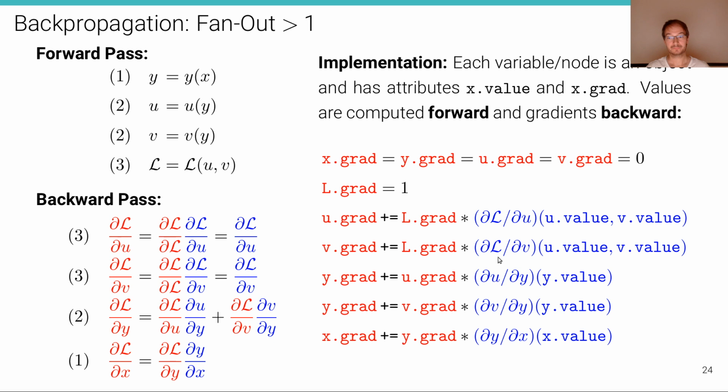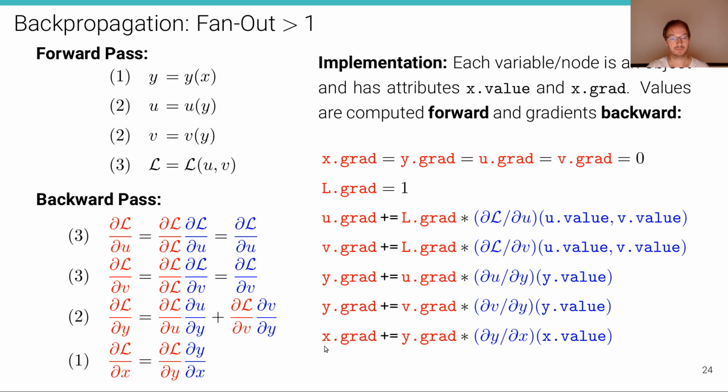Similar for v, it's the gradient of L with respect to v, which is a function evaluated at the value of u and v. And then we have y, and this is now this special situation where we have a sum due to the multivariate chain rule that we've seen before. So what we do here is simply we execute this line twice. Once we add the gradient for u and once we add the gradient for v. Both the global component multiplied with the local component, which is evaluated at the value of y.